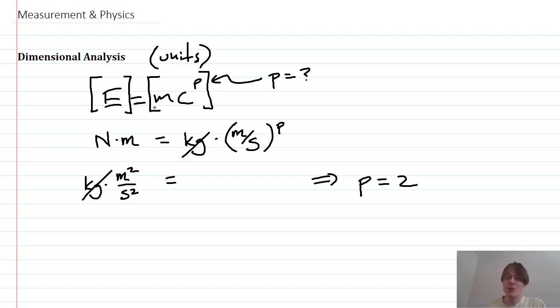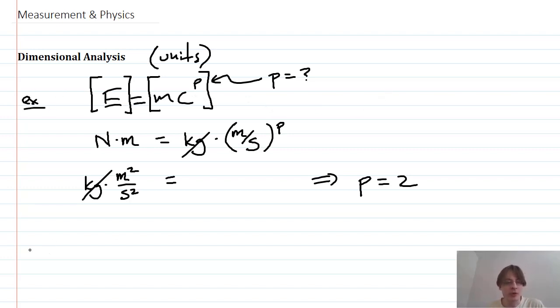Of course, you knew that anyway, but you see, you can figure out equations just based on the units on both sides. What it doesn't tell me is if it's E equals 1/2 mc squared or what. So it doesn't tell you exactly what the equation is, but it tells you the right power of the terms that appear. That's example one.